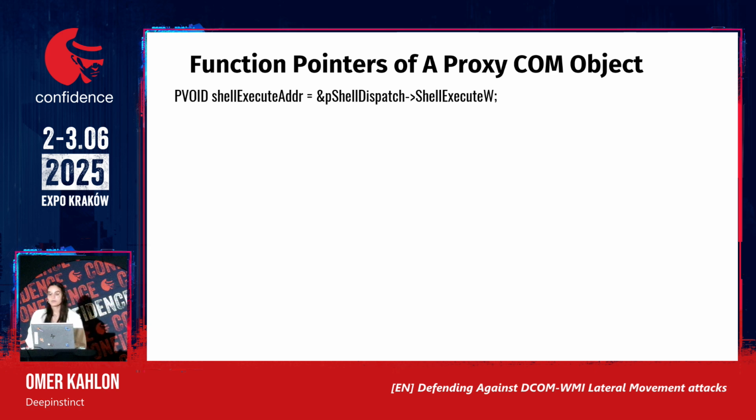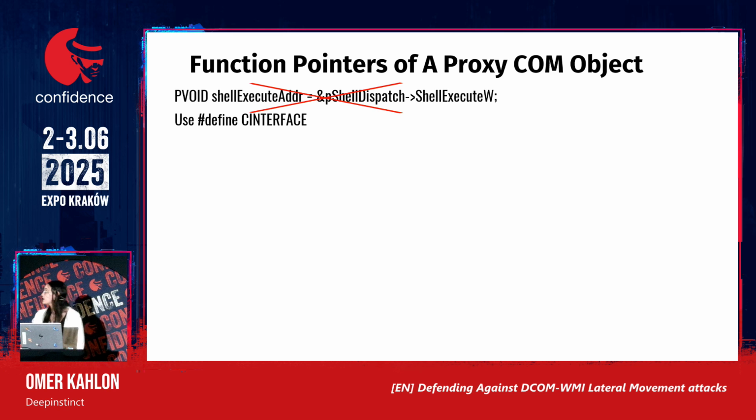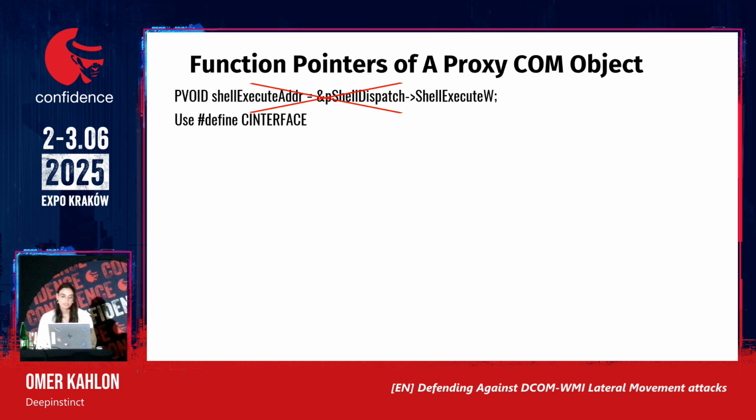So after we got the pointer to IShellDispatch2, we can't use the following syntax in C++ in order to return an address of a class method. So instead, I'll use the following C interface preprocessor definition. It will change the treatment of all the DCOM objects from C++ classes into C structs that represent their respective vtable.